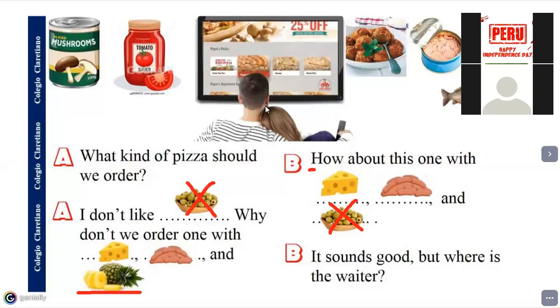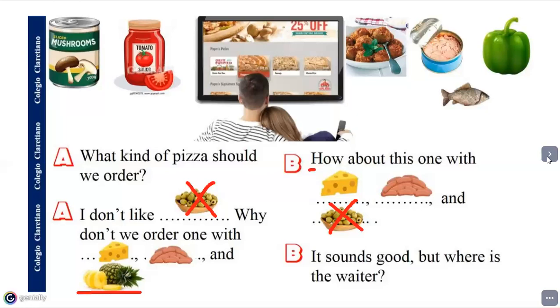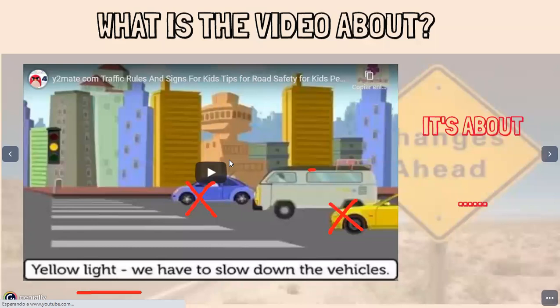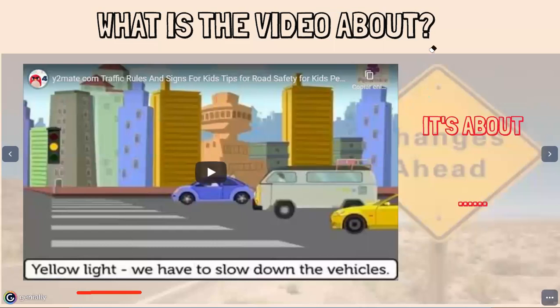Okay. In this class, today we are going to learn about some rules. You know, rules we practice everywhere. At the school, we have to practice some rules. At home, you practice some rules. But in this case, we are going to see some rules we practice around the town, in the city. Okay? Pay attention to this video, okay?